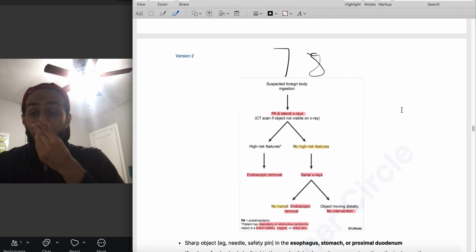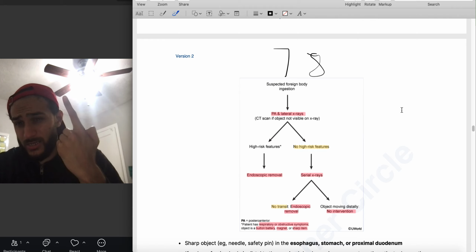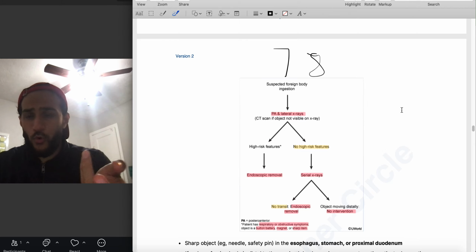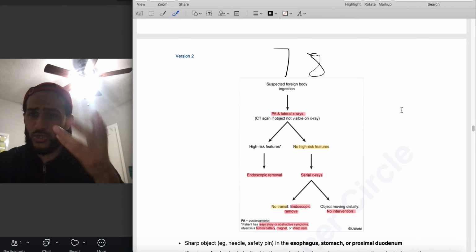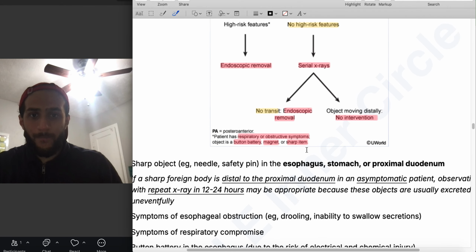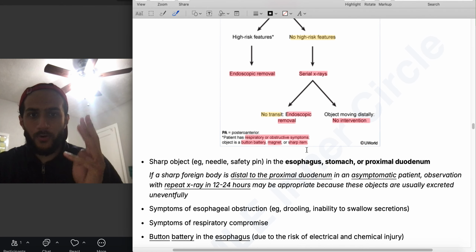So then we come over here to a foreign body. We can do PA or lateral X-ray, it doesn't make a big difference. High risk features, high risk will make 3: magnets, buttons, and sharp objects. Okay, we can do endoscopy. If low risk, we can just observe. If they pass out, fine. If they don't pass out, we can just do endoscopy. So we can do serial X-rays.